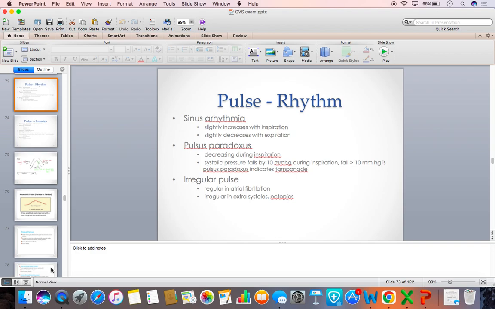Pulsus paradoxus is recording of the blood pressure during inspiration and expiration. Systolic pressure normally drops 10 mmHg during inspiration. A systolic fall of more than 10 mmHg during inspiration is called pulsus paradoxus, indicative of cardiac tamponade.